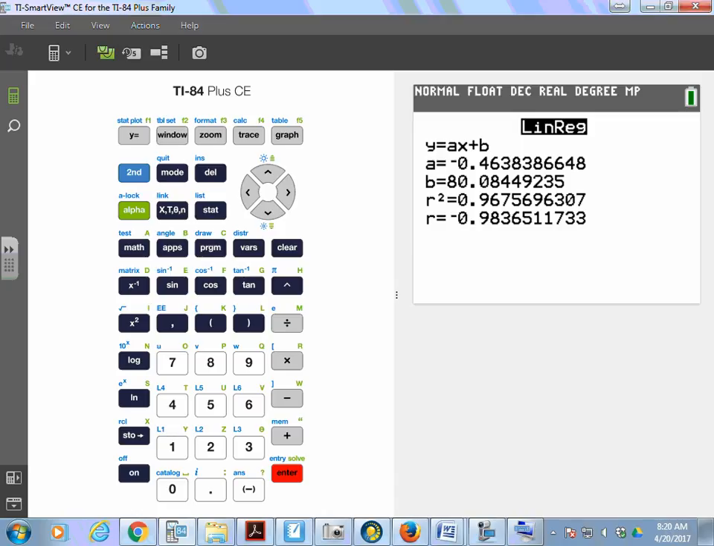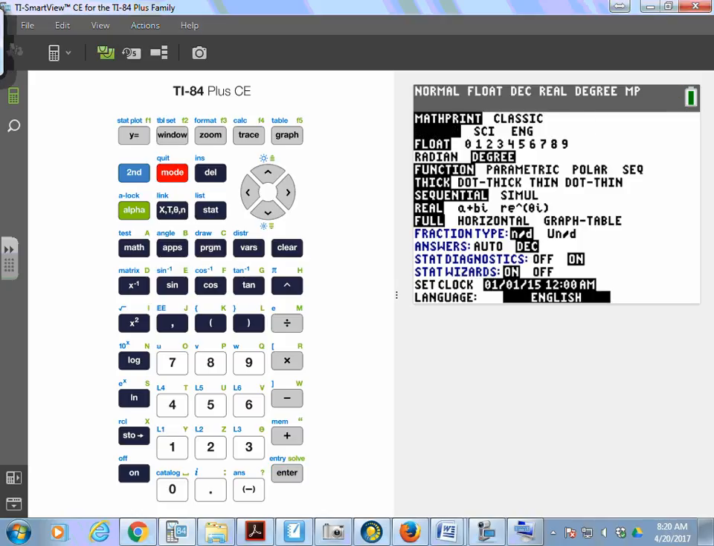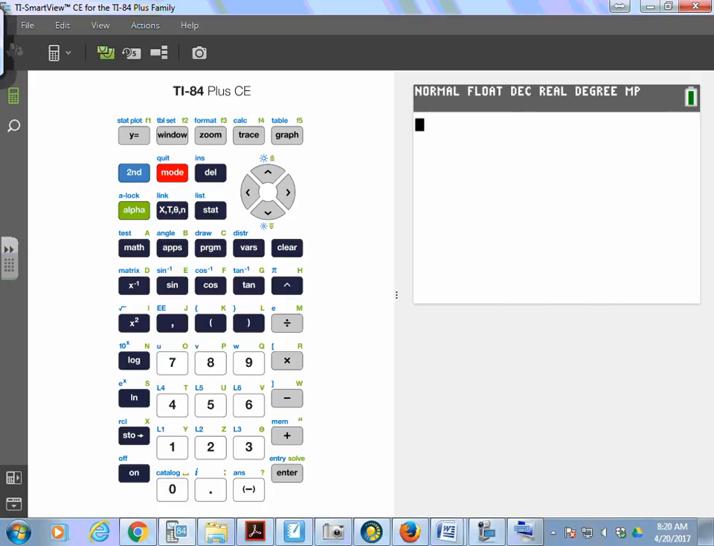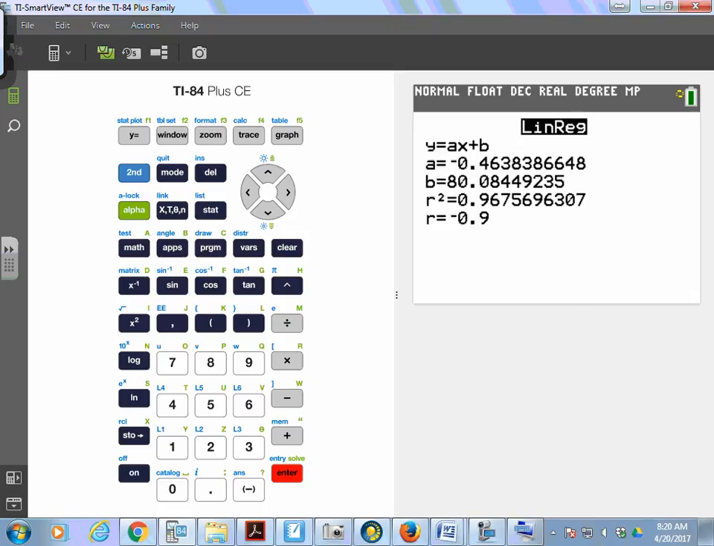Okay, so we'll go to Mode, because I want those on. Go to Mode, and where it says down here, Stat Diagnostics, you might have to scroll down to page 2. You want that to say On instead of Off. We want the stat diagnostics on. And then just hit Enter when you clear out of there, and it'll bring it back up.